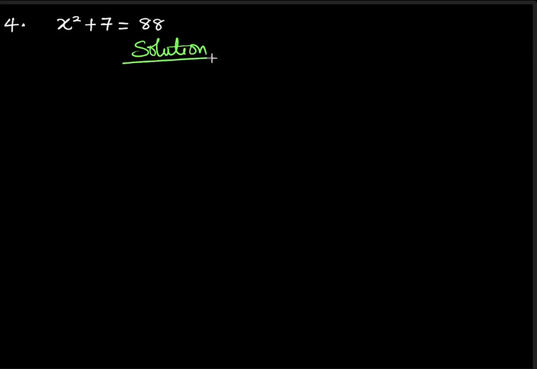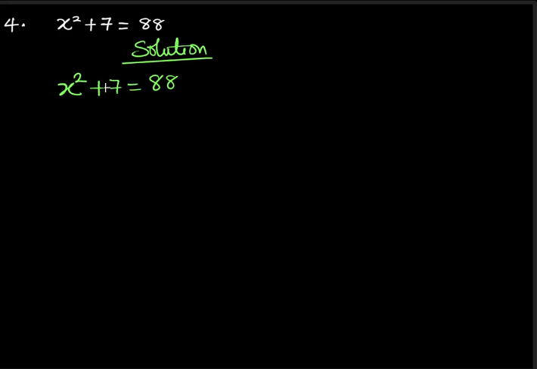What do we have in number 4? This will be x squared plus 7 equal to 88. Now, if you look at this question, the square is touching only x. We are just having plus 7 here.